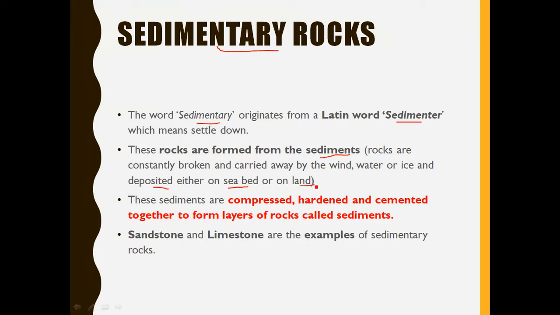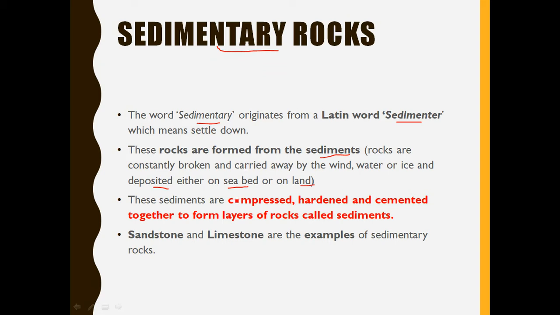You had done this in your grade 6, about how these sediments are transported. We had done a very special topic on weathering. So this is how the sedimentary rocks are formed. They are formed when the rocks weather down. And what causes this weathering? The weathering is caused by wind, water, ice, and these rocks are constantly broken. And when these rocks are broken, they are called sediments.